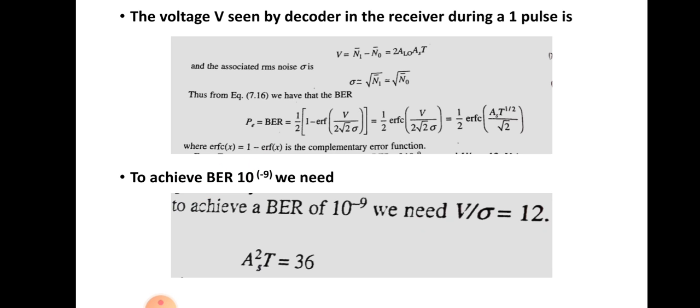So the sensitivity is the average number of electrons or photons produced for a bit error rate of 10 raised to minus 9. So in order to achieve a bit error rate of 10 raised to minus 9, we need a V by sigma value of 12. That yields AS square T equal to 36. So thus for OOK homodyne detection, the bit error rate is given by 1 by 2 ERFC of square root of eta NP bar.